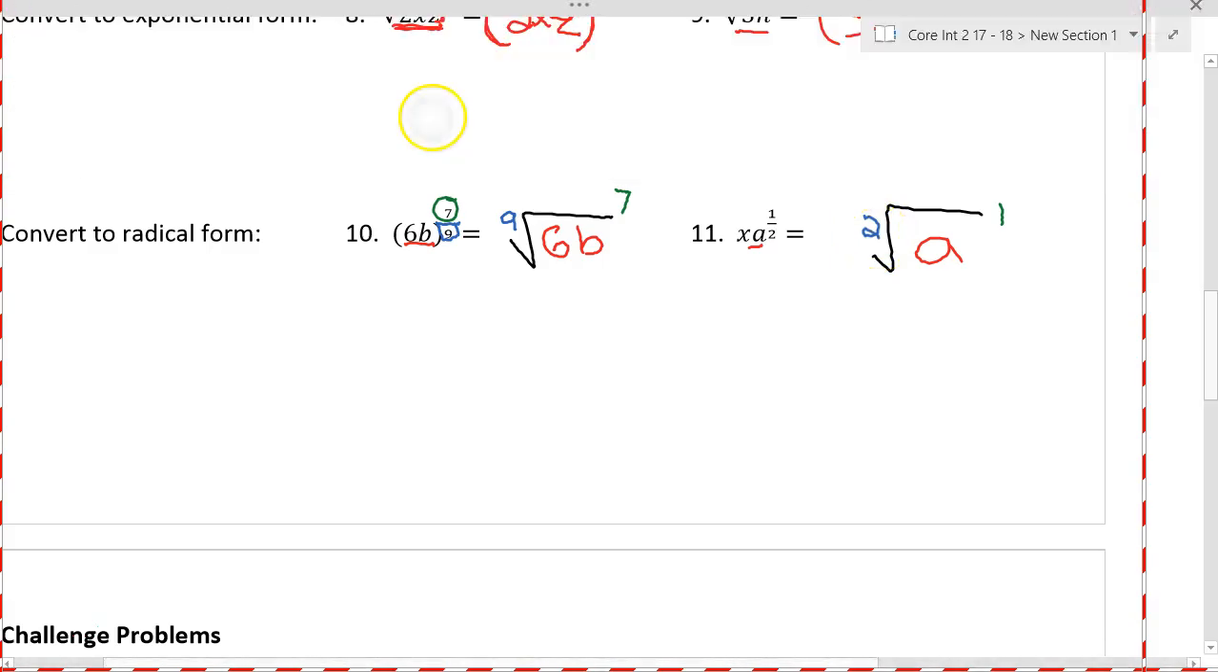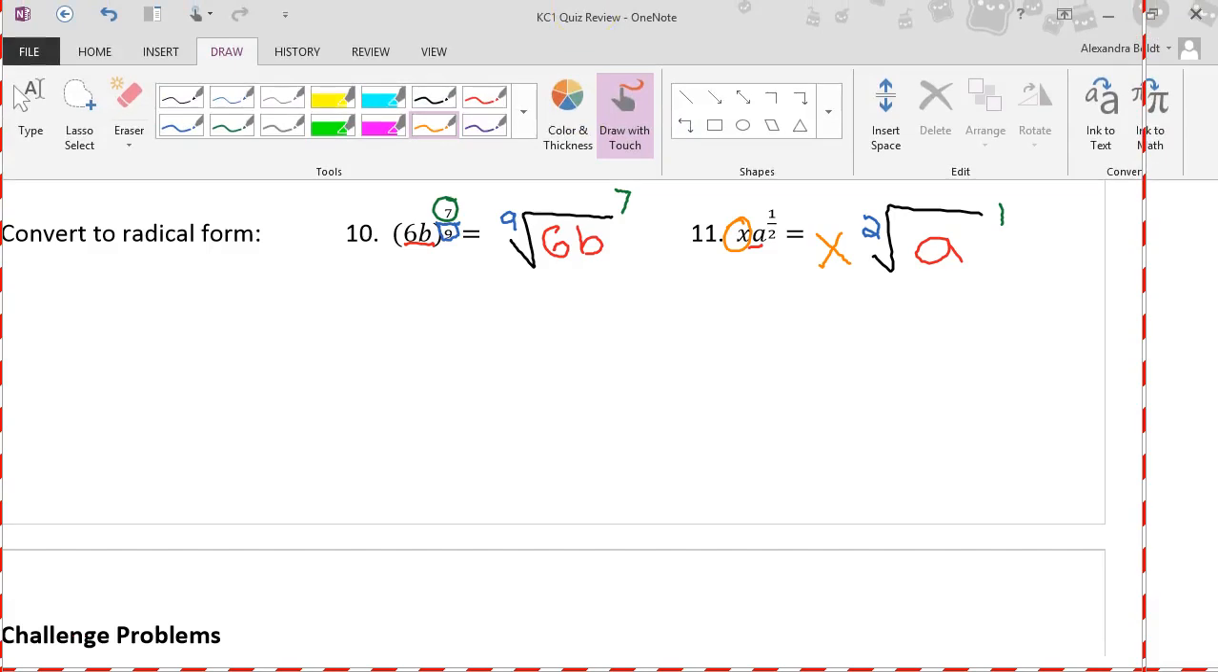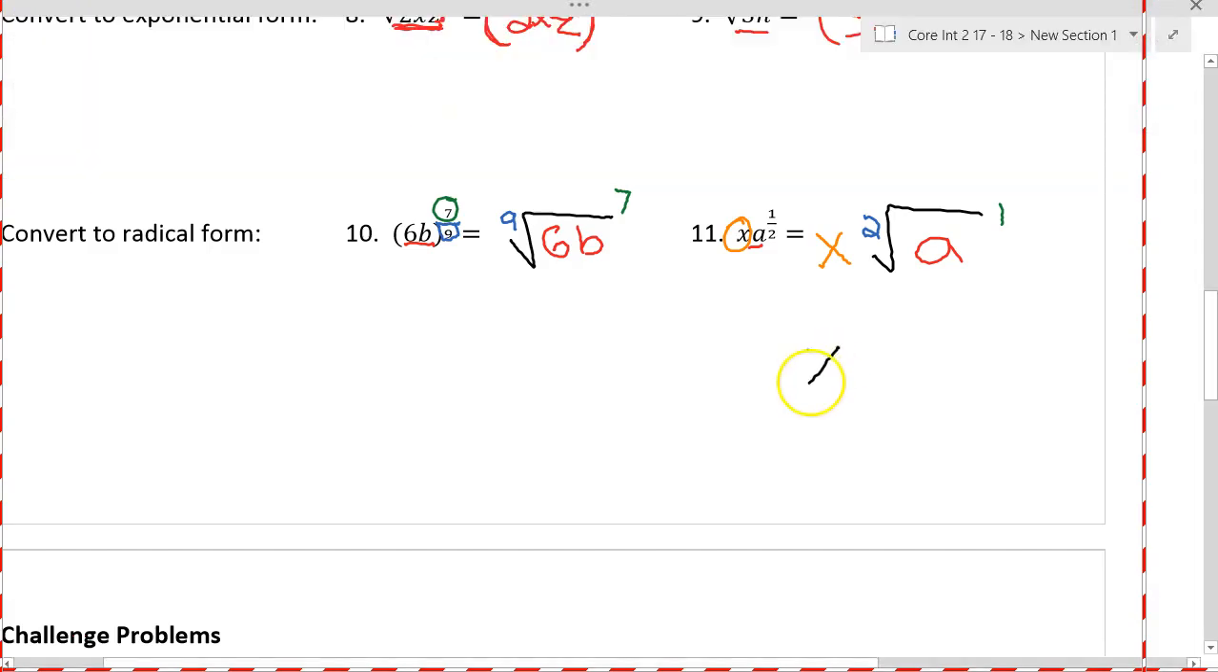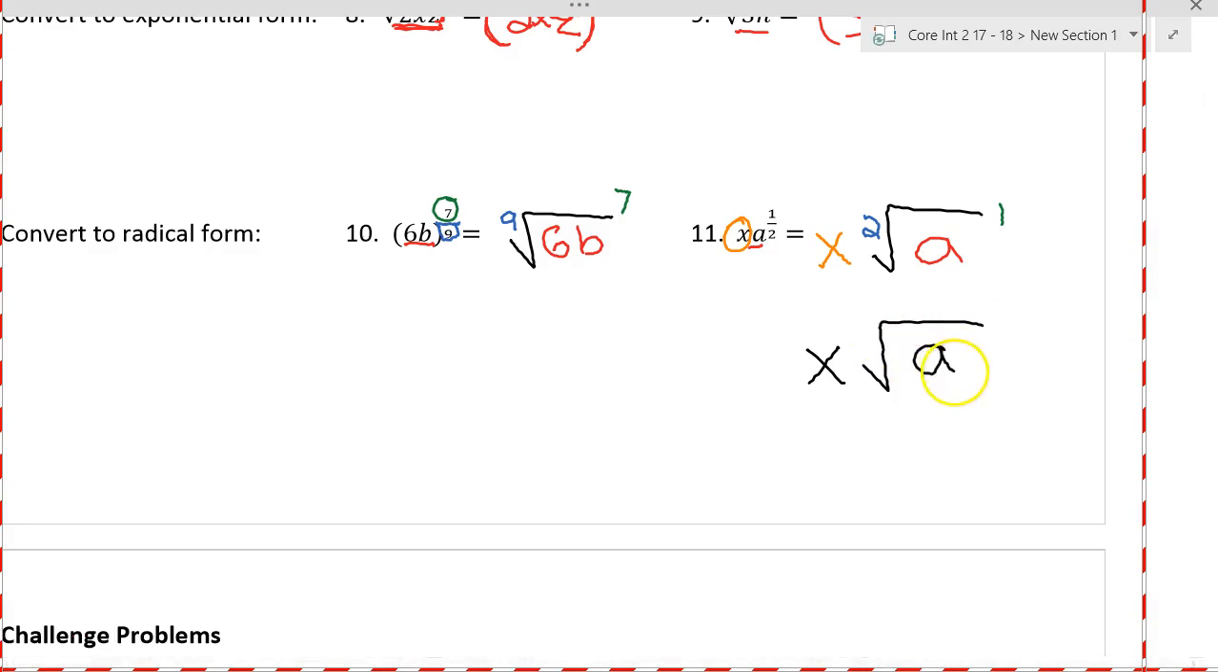Now, what about this x? Right? I still need it. That x is actually acting as almost a coefficient. I don't know what the number is, but it's just going out in front as a coefficient. Okay. Last thing for this problem, remember, if your root is 2, you don't actually need to write it. And if your exponent is 1, you don't actually need to write that either. So this is really x square root a.